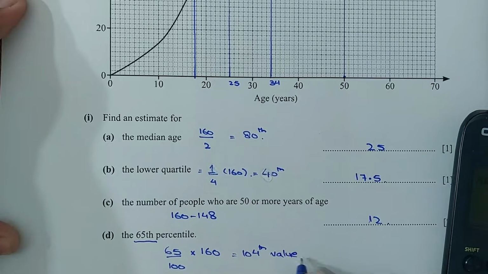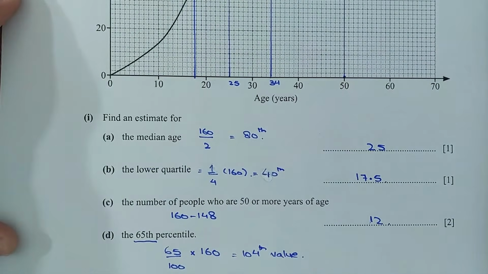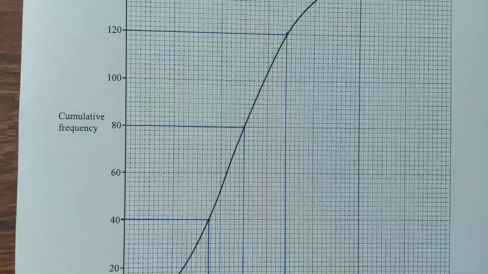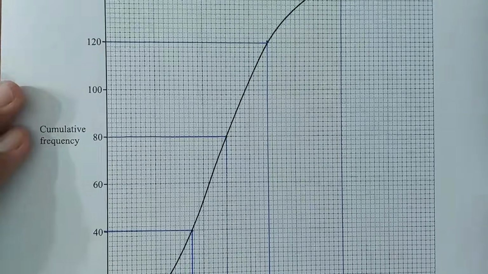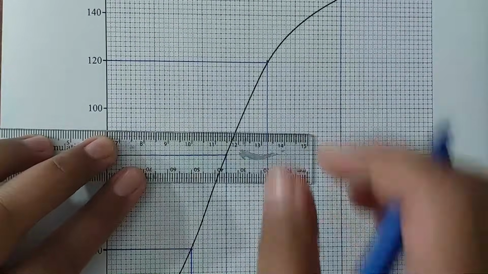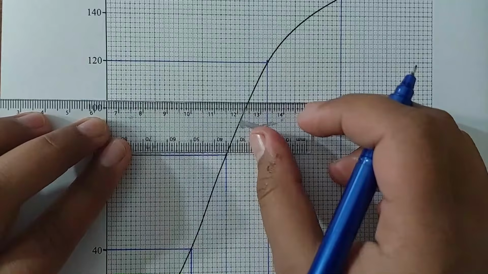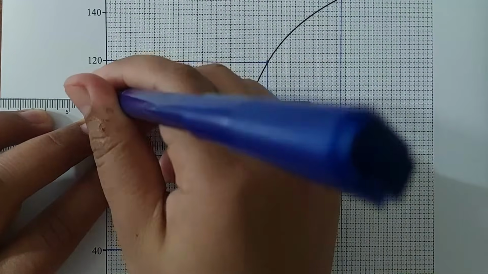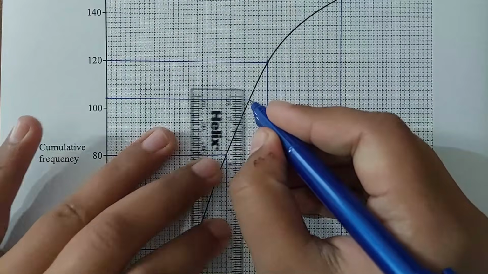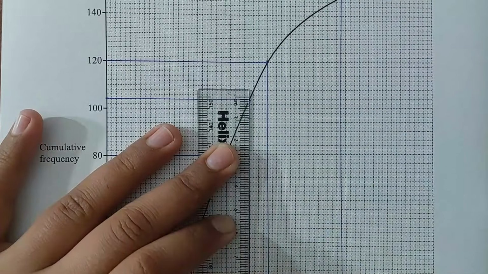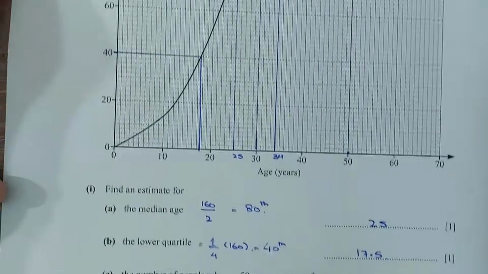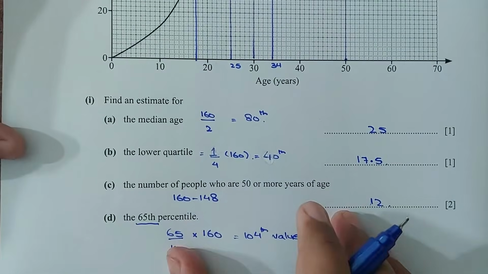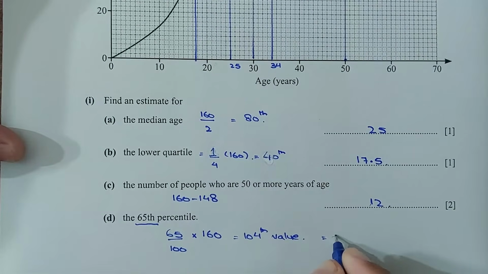That should be the 65th percentile, right? So we have 104. This is 100, 102, and this would be 104. This is 30. So the percentile is 30.